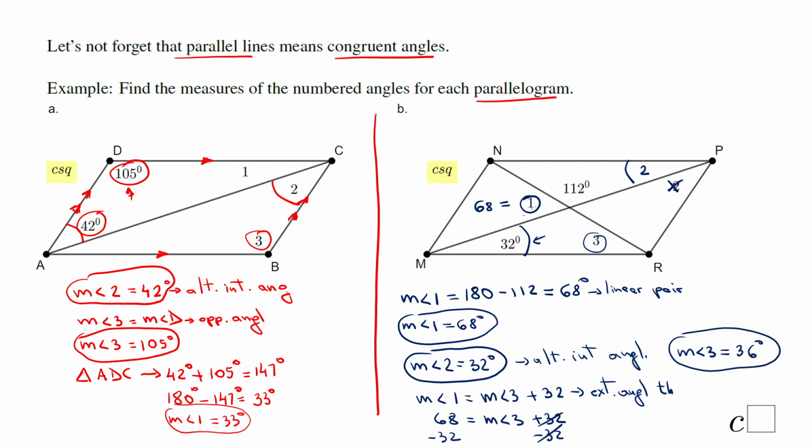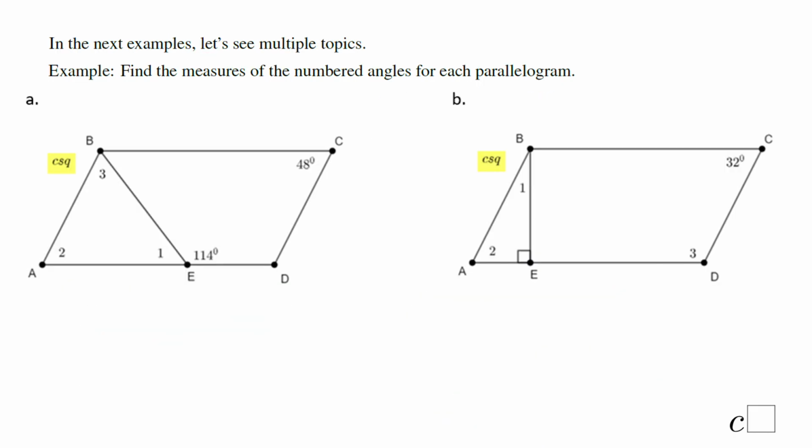So don't forget, parallelogram means parallel lines, so we have some angles that are congruent, like the alternate interior angle I mentioned. And also, you see in this problem I use two more theorems, the exterior angle theorem and the fact linear pairs. On my next example, very similar, we're going to use multiple theorems to solve and find numbered angles.